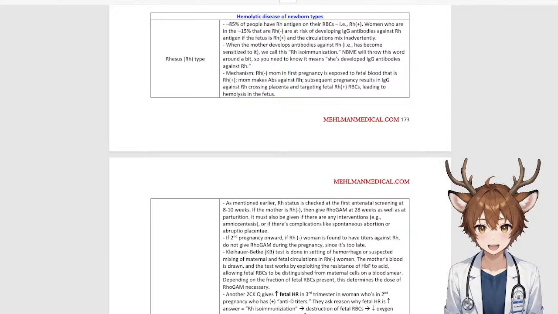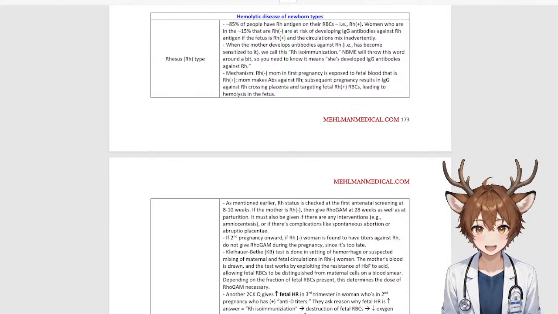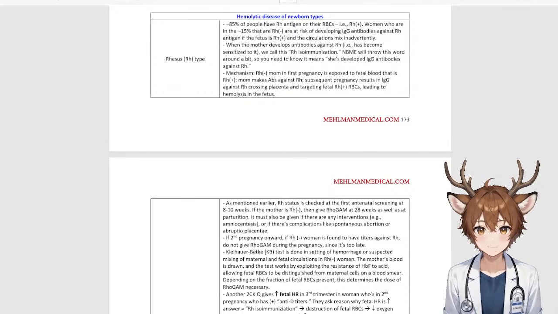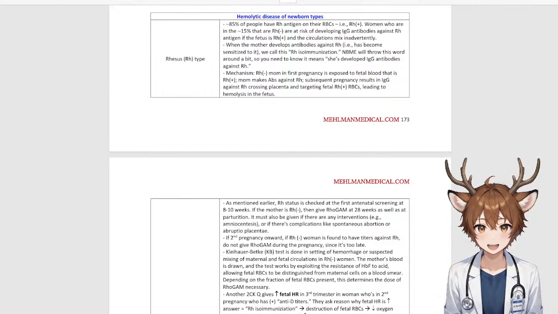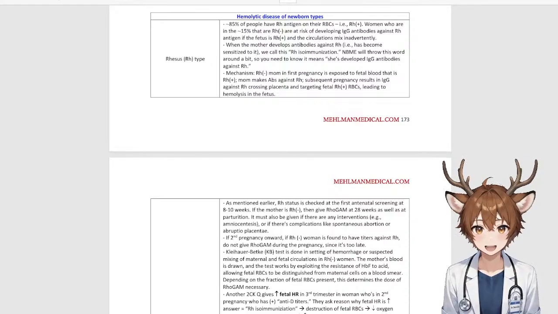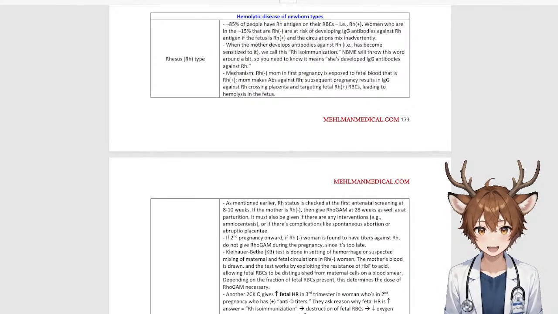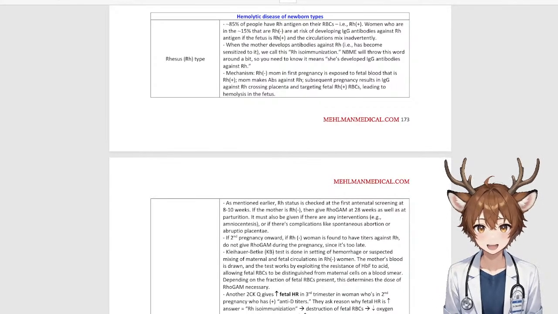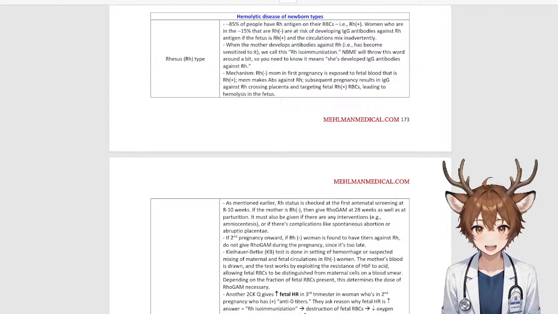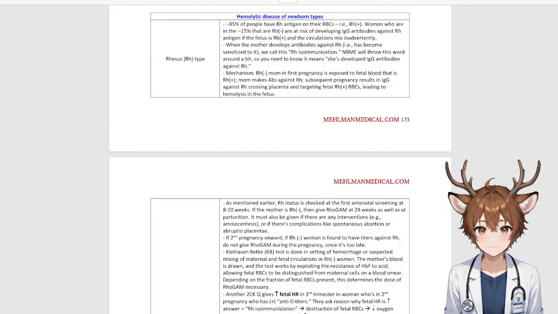Mechanism: an Rh negative mom in her first pregnancy is exposed to fetal blood that is Rh positive. Mother makes antibodies against Rh. A subsequent pregnancy results in IgG against Rh crossing the placenta and targeting the fetal Rh positive RBCs, leading to hemolysis in the fetus.